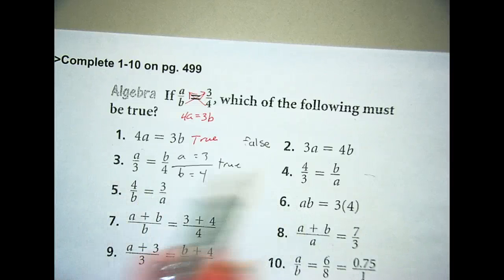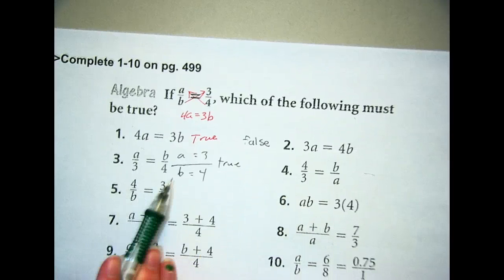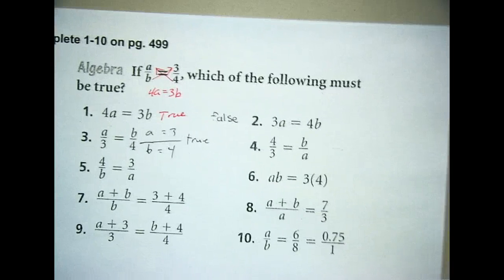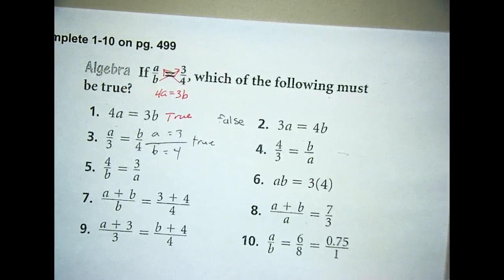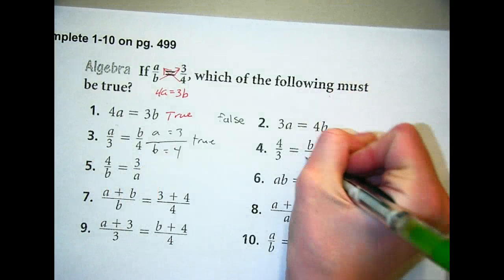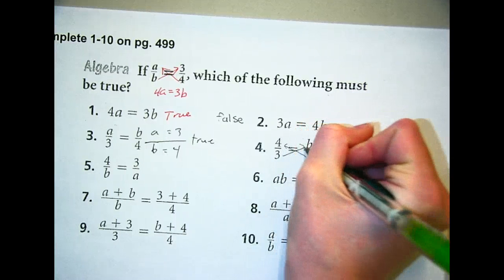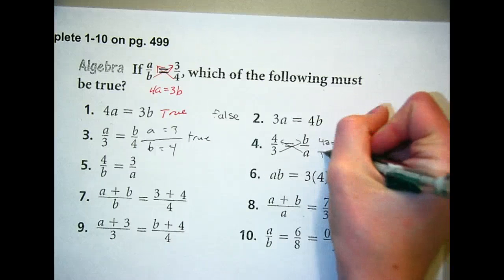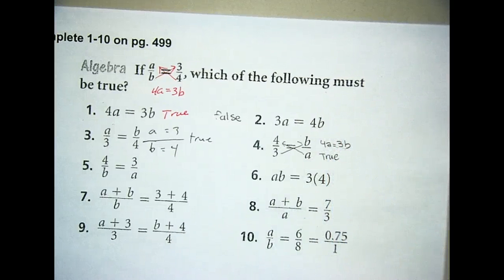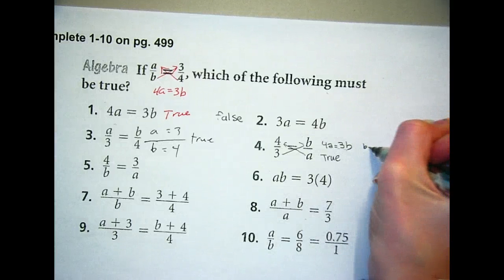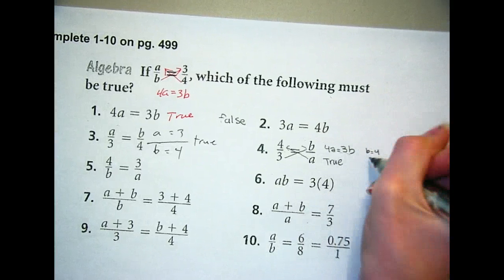Wait. No, because that's B over 4, and then this is B. Do you cross multiply or do you substitute? You could cross multiply or you can substitute. Either way. If you cross multiply, it would then be 4A equals 3B, which is correct. And that's the same as that, which makes it true. And if you substitute, does it work as well? B is 4, and A is 3. You get 4 thirds equals 4 thirds. Both ways work. Very good. All right, give him a hand.